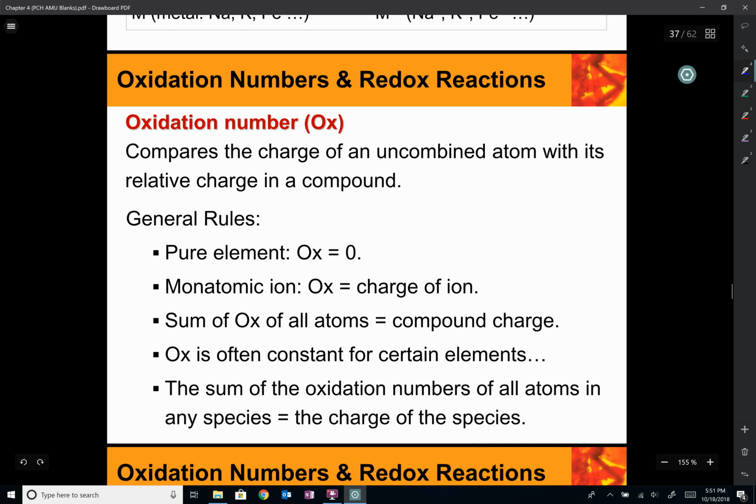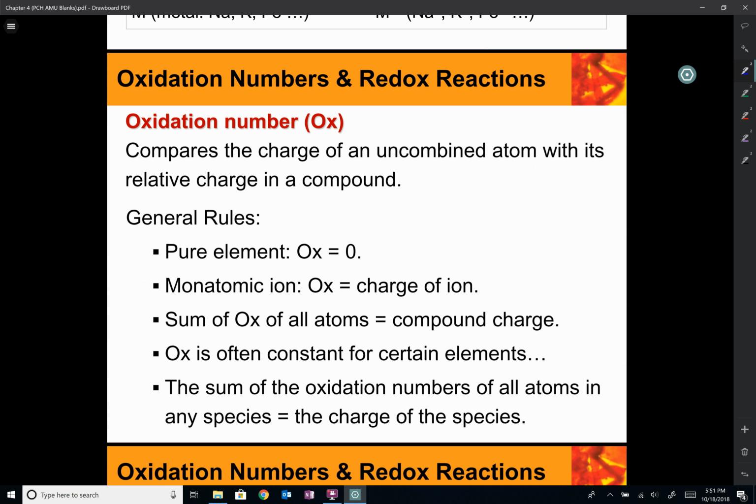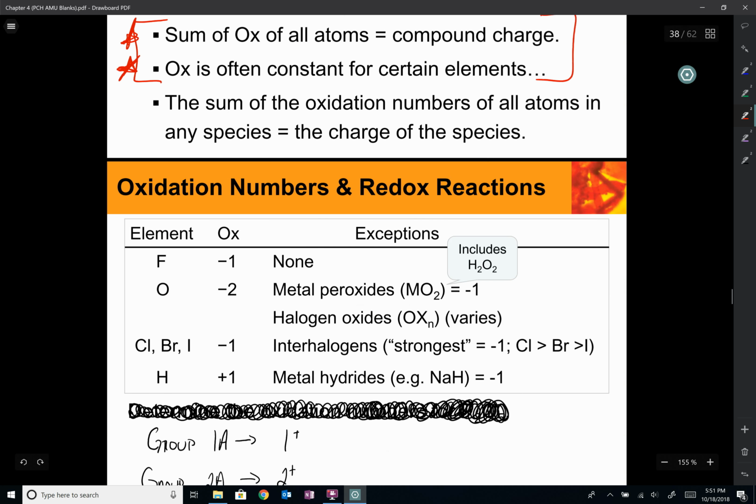Right, this is what I'm talking about with the rules. Okay, I'm not going to read this through for this recording here, right? You guys have it. All I'm going to do is say there's two very important things to pay attention to. The sum of all oxidation states of all atoms is equal to the compound charge, okay? And here's what I mean for my knowns. Oxidation states are often constant for certain elements, aka oxidation states are known for certain elements. So these two are core important ideas which I'm going to be referencing over and over again, okay?